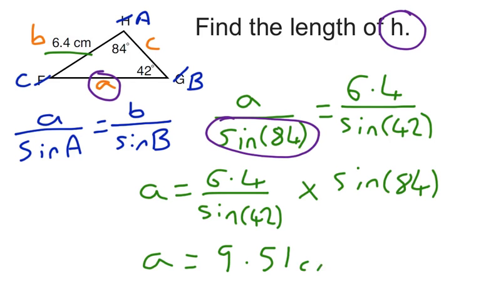9.51 centimeters. If you're not getting that value when you plug it into your calculator, make sure you're closing the bracket after your angles in your sine. Otherwise you might be timesing the 42 by 84 and not doing the correct calculation.